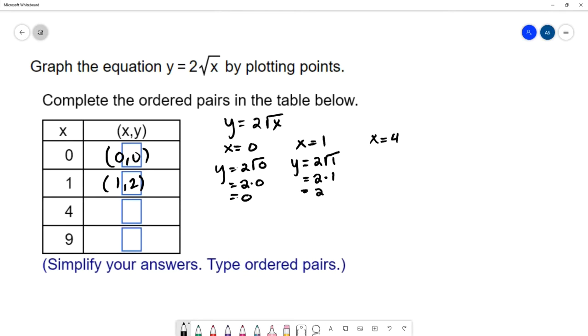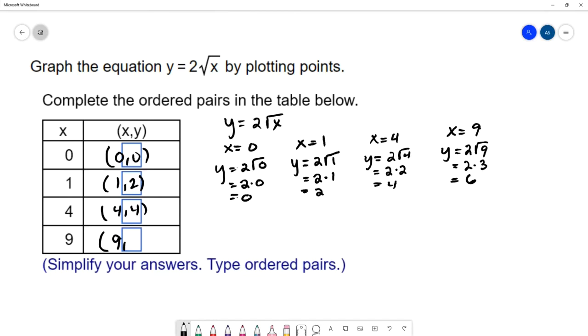Then we let x equal 4. That would give y equals 2 square root of 4. Square root of 4 is 2, and 2 times 2 is 4. So we have the ordered pair 4, 4. And then we let x equal 9. That would be the equation y equals 2 square root of 9. Square root of 9 is 3. 2 times 3 is 6. So we have the ordered pair 9, 6. And then we want to graph this.